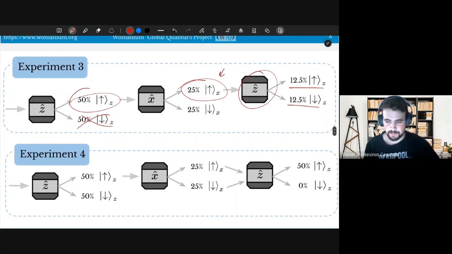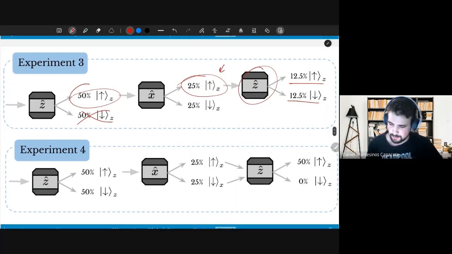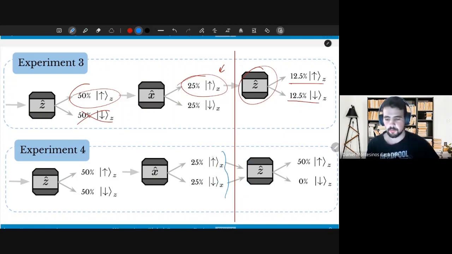Let's do one more experiment. Until this point, these two are the very same, but there is a difference. At this point, we take the whole beam of atoms that we have here. We take both the up and down state in the X direction. And if we do that, now we get that all these silver atoms are going to be in the up state of the Z direction, and none of them are going to be in the down state. That's the result of the experiment.